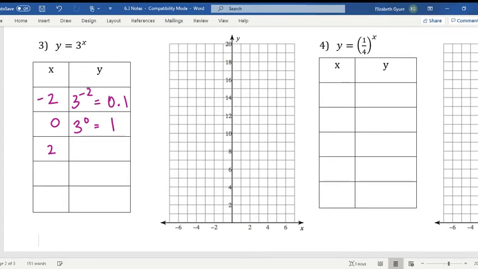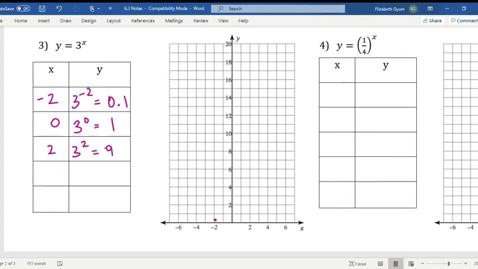Yep. And that's actually always going to happen. I don't know if you guys have noticed that. Anything raised to the 0 is always 1. So that's why that's happening. And if you have 3 squared, somebody else, what do you get for 3 squared? 9. Good. So put a dot at -2, we're at 0.1.